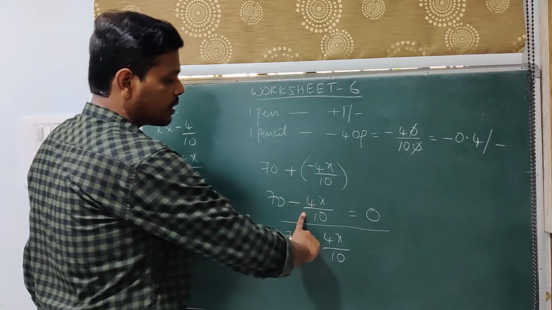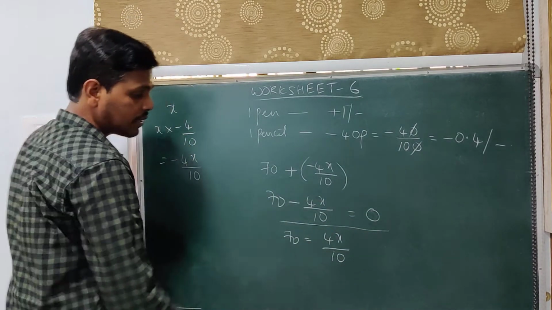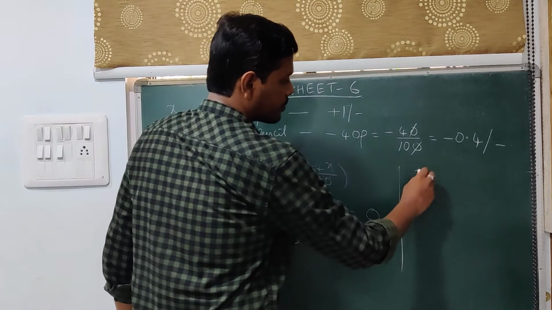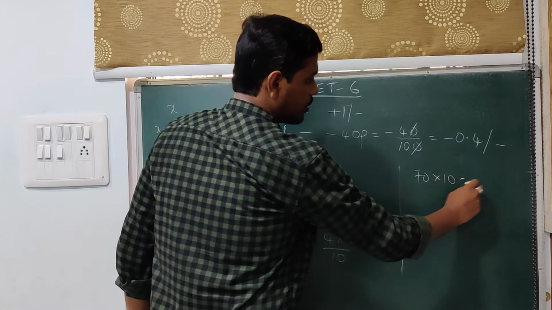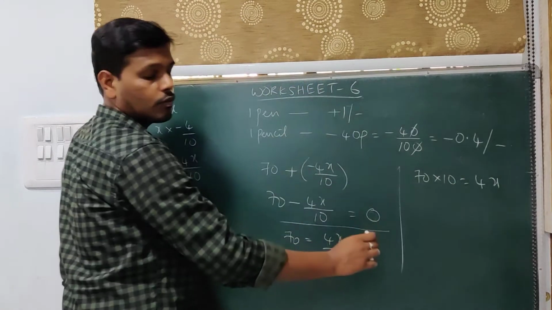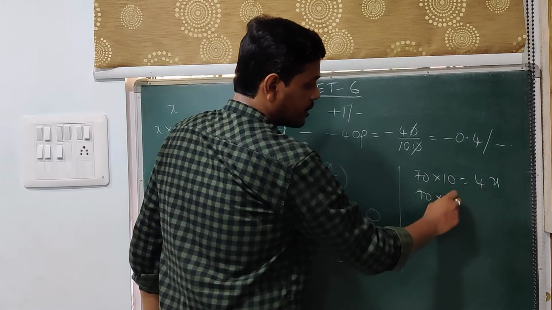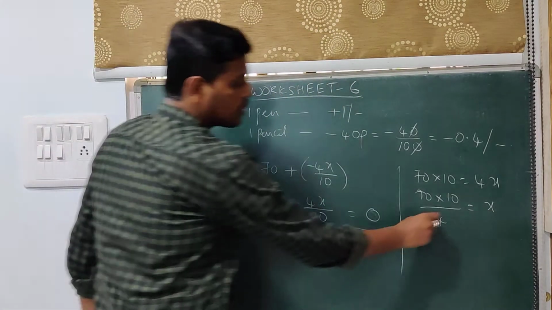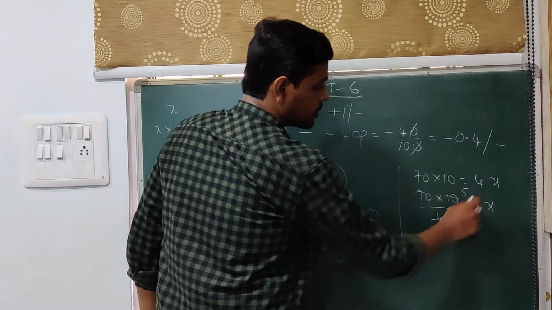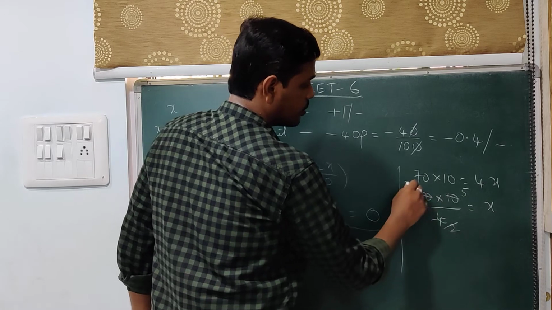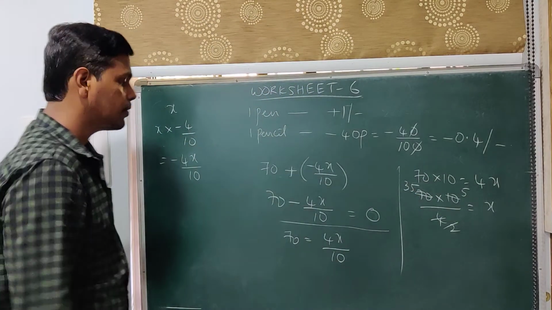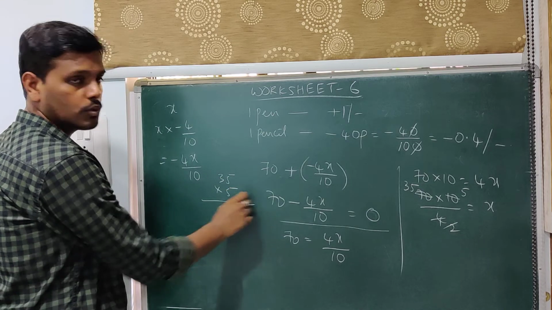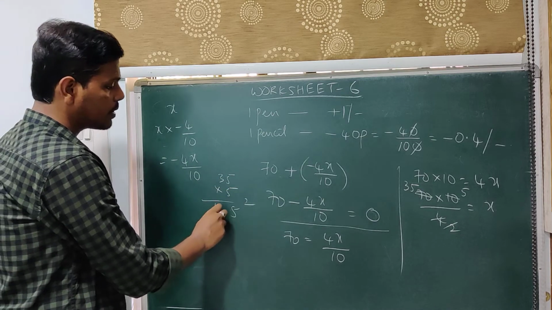So bring this minus 4x by 10 to the right hand side, plus 4x by 10. Cross multiply. 70 into 10 is equal to 4x. Now bring 4 to the left hand side. 70 into 10 by 4 is equal to x. Simplify this. 2 2s, 2 5s, 2 1s, 2 35s. Now 35 into 5. 35 into 5 is how much? 5 5s are 25, 5 3s are 15, 16, 17.